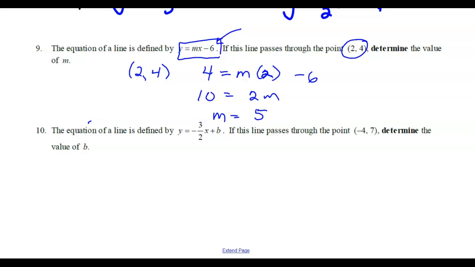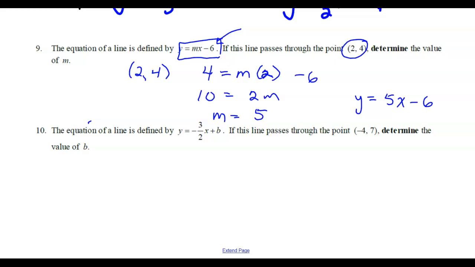Then what you could do is put the equation y equals 5x minus 6 in your calculator and make sure it goes through the point 2, 4. Sort of a different method of checking your work.